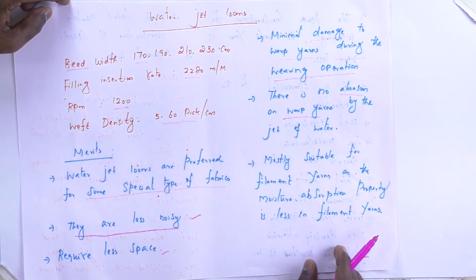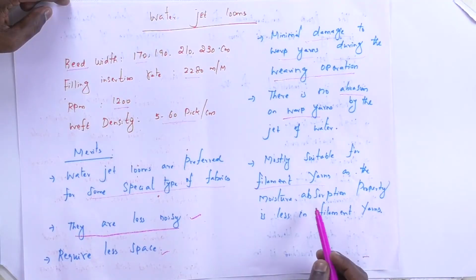Mostly suitable for filament yarns, because the water jet loom uses water as a medium for carrying the weft yarn, and the weft yarn and the warp sheet may absorb the water. So filament yarn is mostly suitable, or filament fabrics are mostly produced in water jet loom. Normally polyester and nylon fabrics are preferred for producing fabric in water jet loom. If we are using cotton yarn, the water is absorbed by the cotton yarn. It is very difficult to weave in the water jet loom.